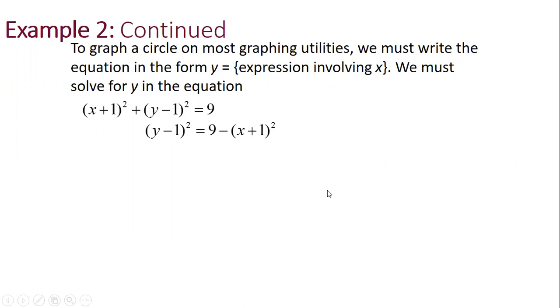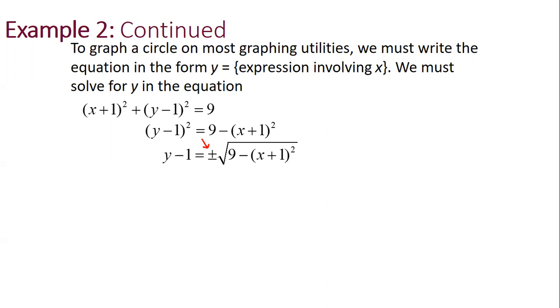So the first thing we're gonna do is subtract our x term. So we're subtracting x plus 1 squared. The second thing we're gonna do is take the square root of both sides. And remember, when you take the square root of something, it's gonna produce a positive and a negative. You see that? See how we put that plus minus?